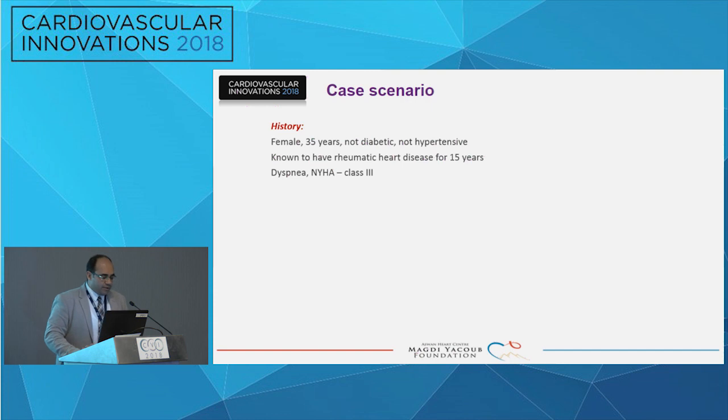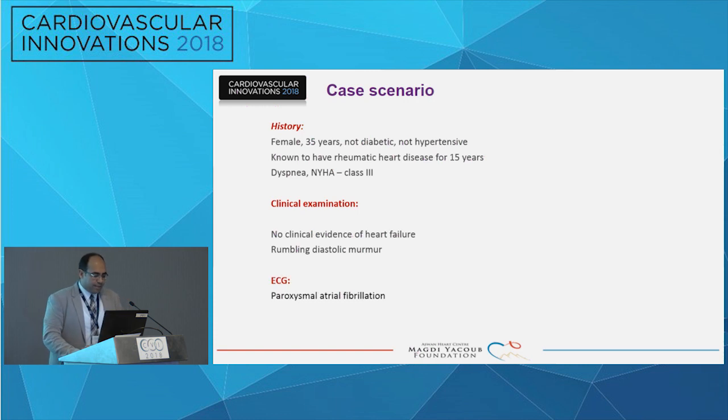She was a female patient, 35 years old. She is not diabetic, not hypertensive, and she is known to have rheumatic heart disease for 15 years. She had dyspnea, NYHA class 3. On examination, there was no clinical evidence of heart failure. There was a diastolic murmur of mitral stenosis, and her ECG showed paroxysmal atrial fibrillation.